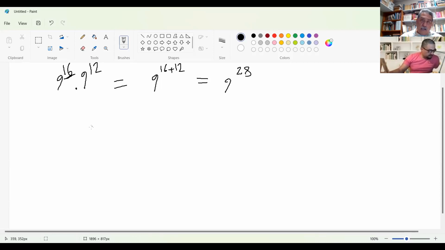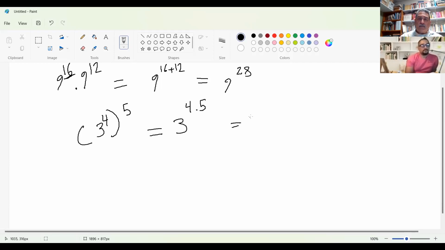The power rule: if I have 3 to the power of 4, in parentheses, to the power of 5, this is the same as 3 to the power of 4 times 5, which would be 3 to the power of 20.